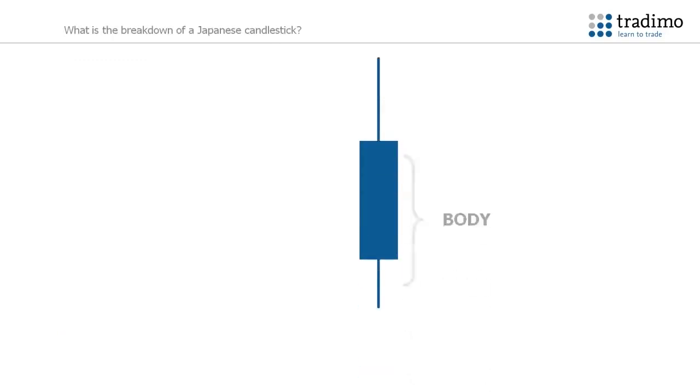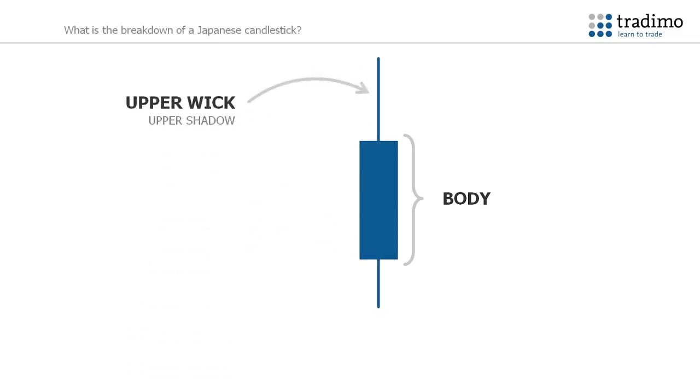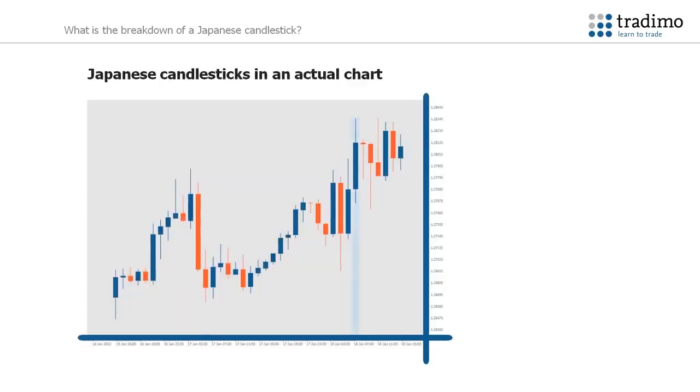The rectangle in the middle is called the body. The thin line on the top of the body is called the upper wick, or upper shadow. The line coming out at the bottom is called the lower wick, or lower shadow. This is again how it looks in a real chart. You see the date and time on the bottom and the price on the right-hand side of the chart.